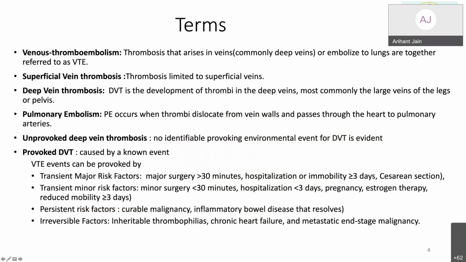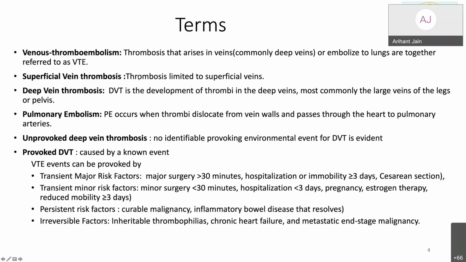So VTE or venous thromboembolism is thrombosis that arises commonly in the veins, or embolism to the lungs. So any deep vein thrombosis, whether it is a splanchnic vein, portal vein, mesenteric vein, upper limb vein, cerebral venous sinus thrombosis, or pulmonary embolism, all these entities together come under the umbrella of VTE or venous thromboembolism. Then there are two terms: superficial venous thrombosis and deep vein thrombosis. These need to be differentiated because they will have different treatment approaches.